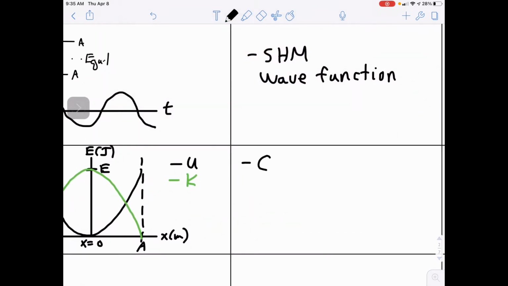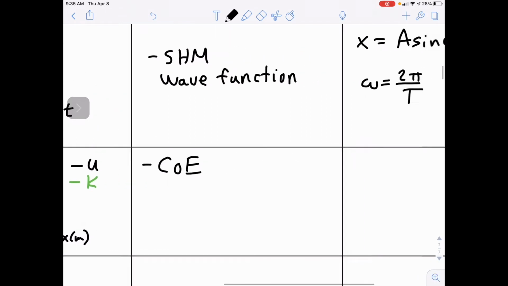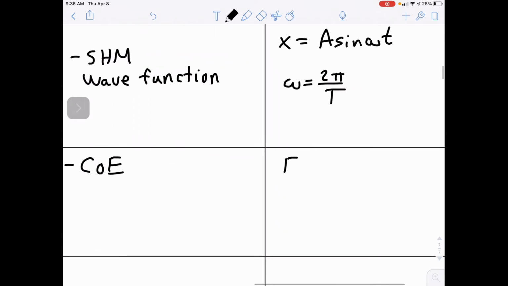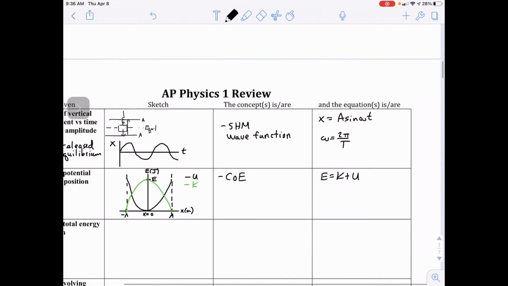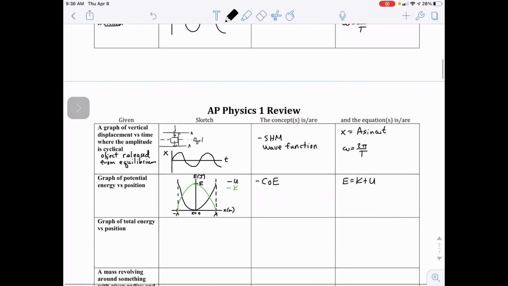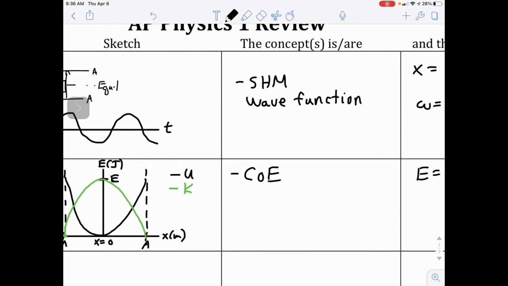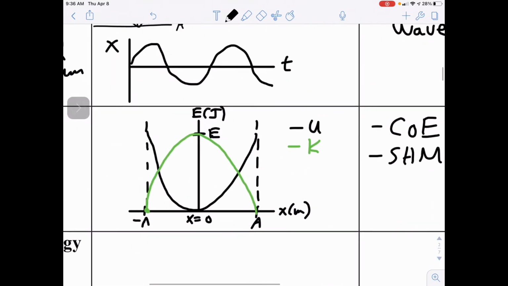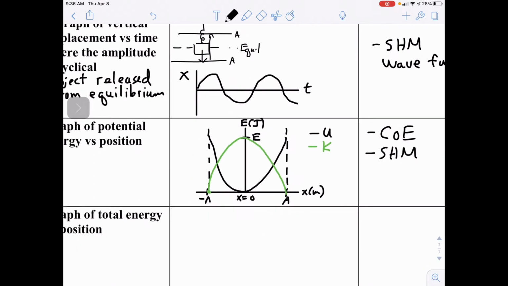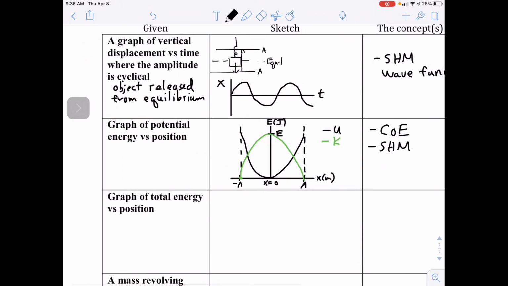How would we do that? Using conservation of energy, which we need to know is kinetic energy plus potential energy. Okay, so it's not only conservation of energy, we're also looking at simple harmonic motion because we're oscillating between two endpoints. But conservation of energy would help you solve the problem.